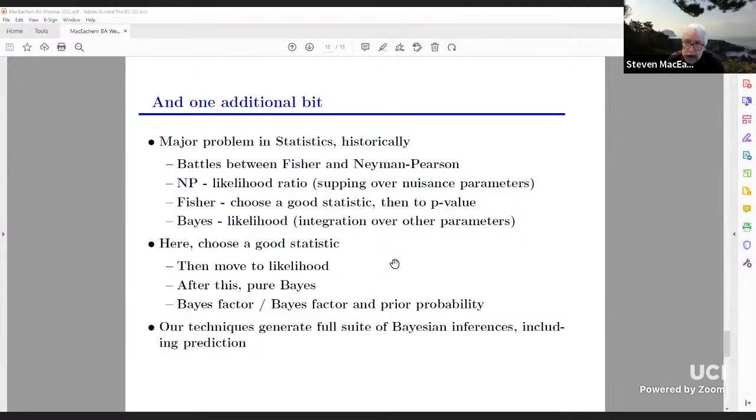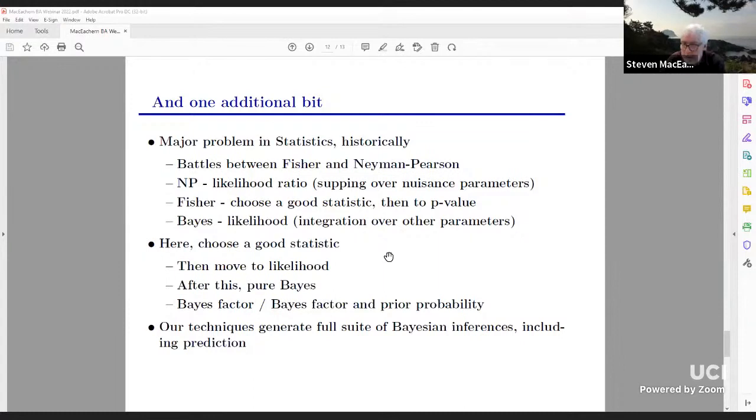Our tilt, though, of course, is to move toward Bayes, to actually do the integration rather than supping over nuisance parameters. And so I think there's something here about testing. A full suite of inferences follows from this, right? You can do model selection and things. You have to be a little bit careful about the choice of summary statistics, but you can do a lot of this. And you can do Bayes factors if you want, but you can also do what I would think of as more real Bayes that includes prior probabilities for different statements.